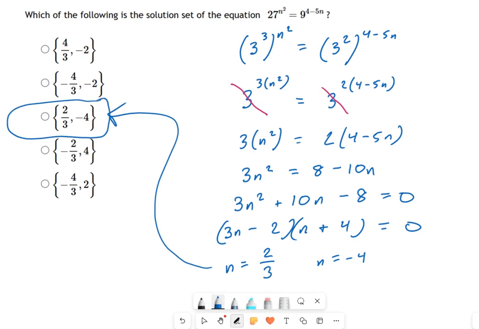Now that's the way you solve this in more of a, I'll call it a forward direction, right? You start at the beginning of the problem and you work your way through using exponential equality to cross out equal bases. And once you cross out the equal bases, you factor and you're done.